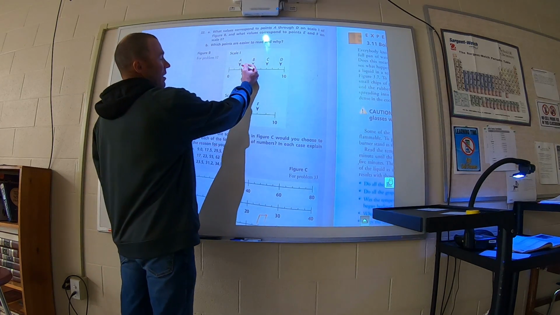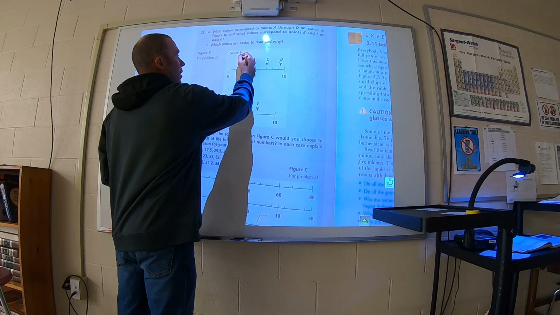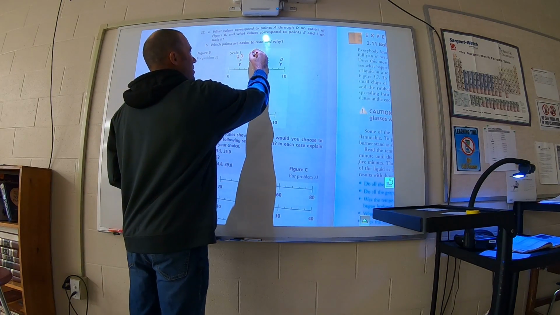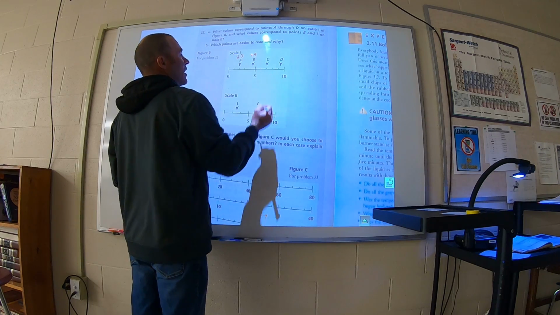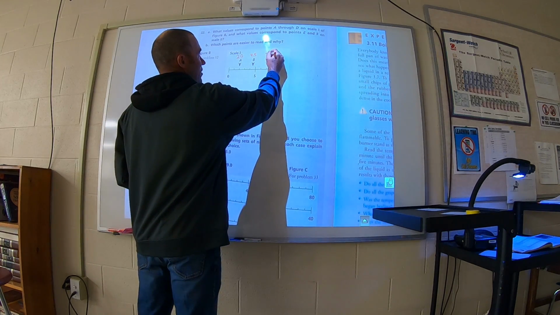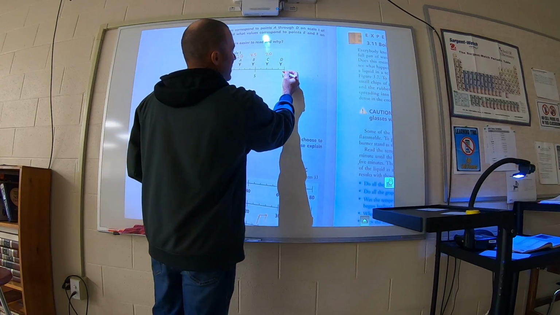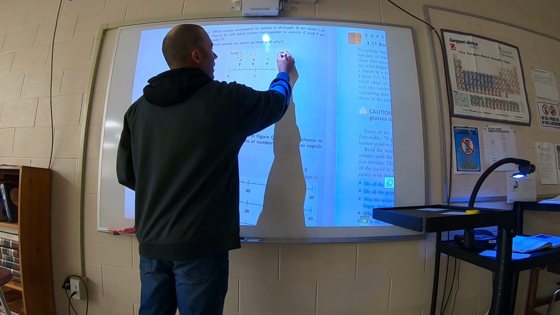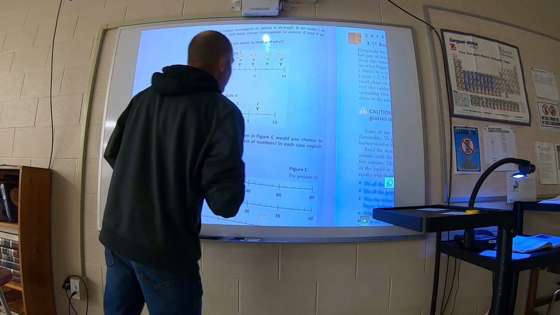So A is pointing, looks to me exactly at 2, so I'm going to call it 2.0. B is in between 4 and 5. I would say that's about 4.5. C is exactly on 7, so 7.0. D looks to me like it's a little bit closer to 9 than it is 10. I'm going to call it 9.4.